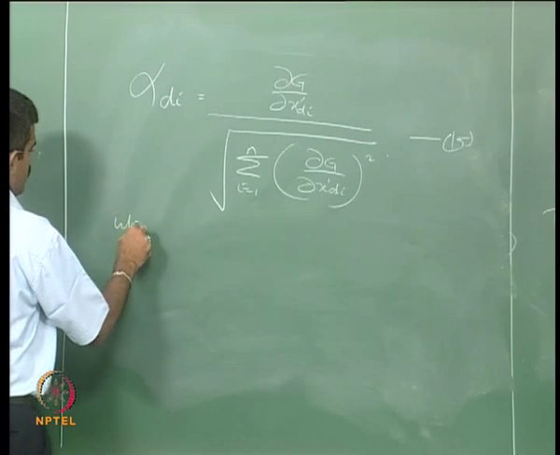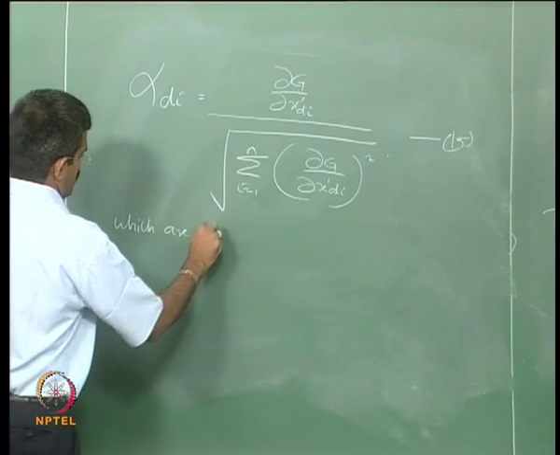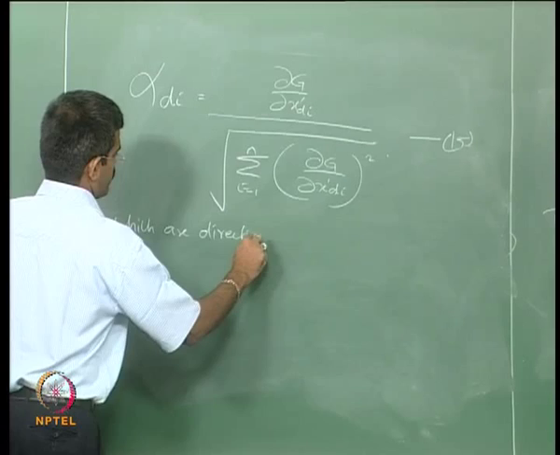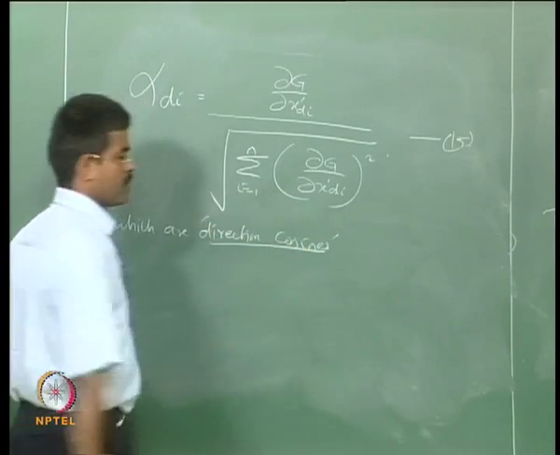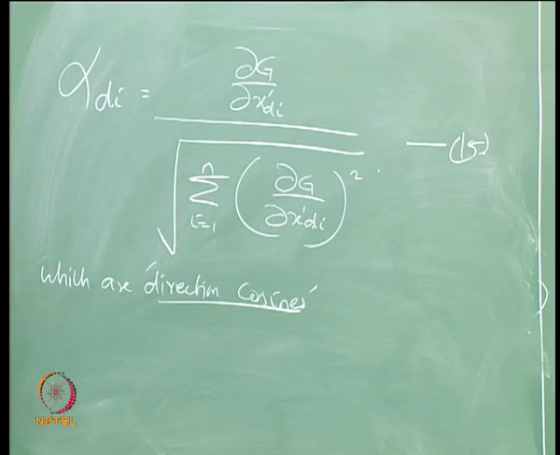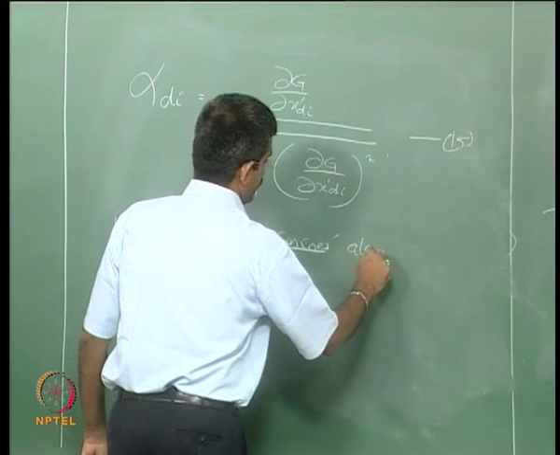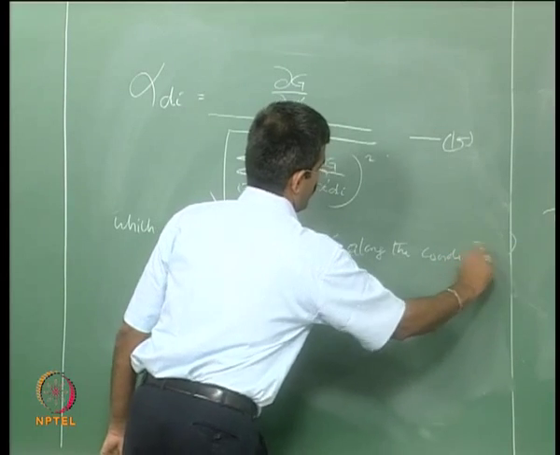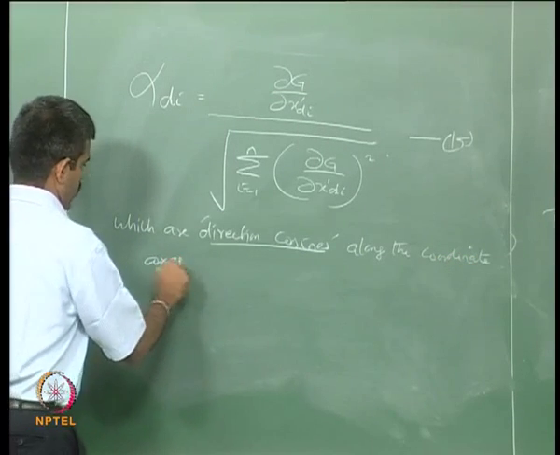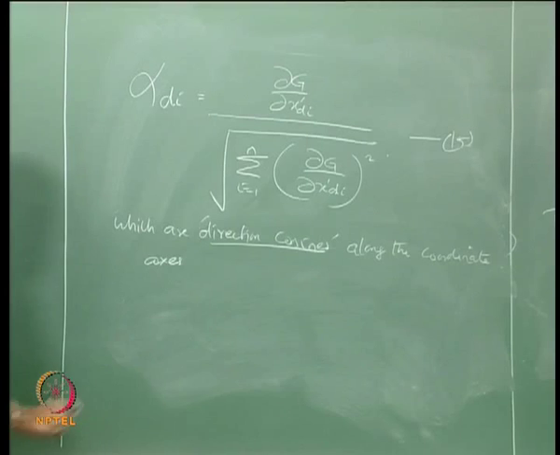Which are direction cosines along the coordinate axis x i.